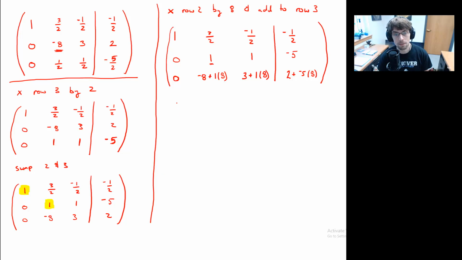Okay, well, I'll go ahead and simplify. So we have 1, 3/2, negative 1/2, negative 1/2. We have 0. We have 1, 1, and a negative 5. And then we have 0. Negative 8 plus 8 gives me 0. So I've now officially zeroed out the second column. And here I have 3 plus 8, which gives me 11. And lastly, 2 plus negative 40. So I have a negative 38 here.